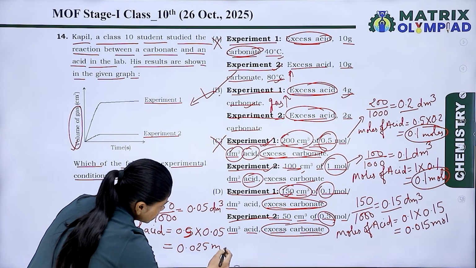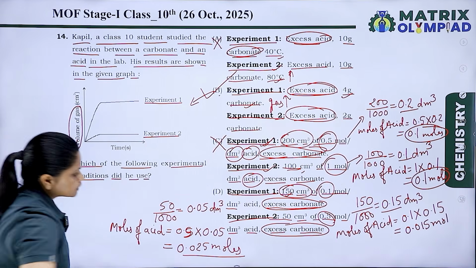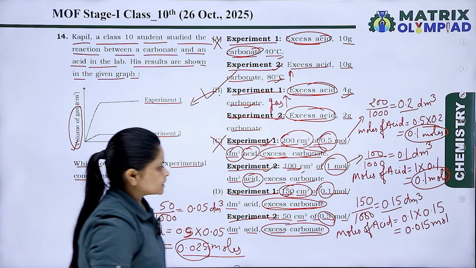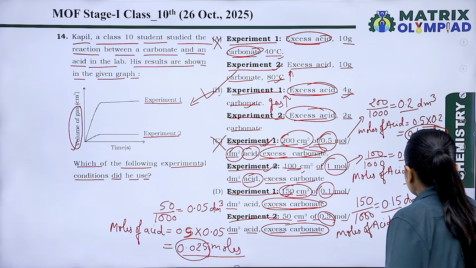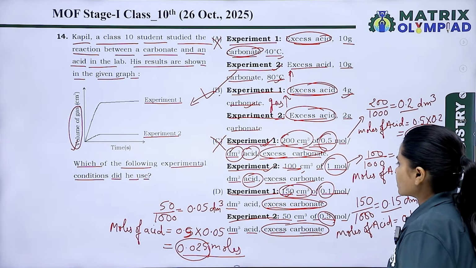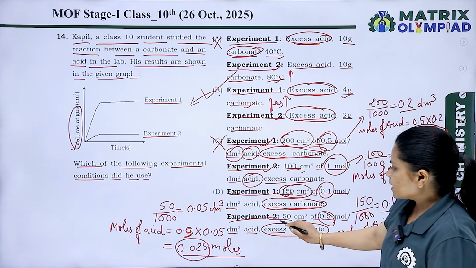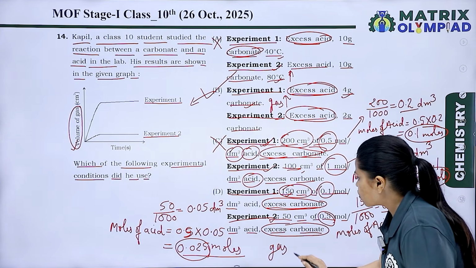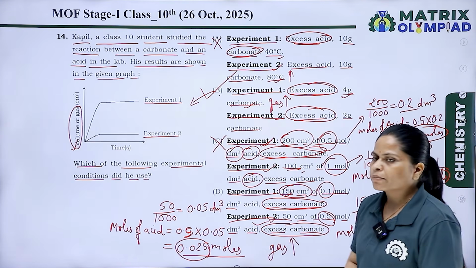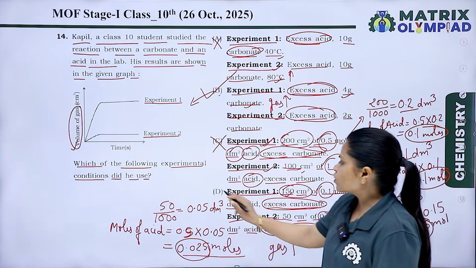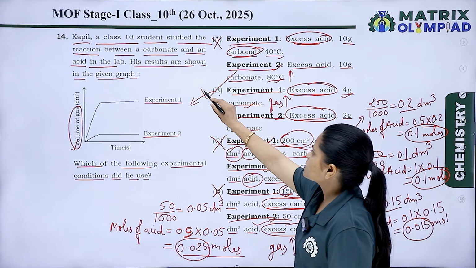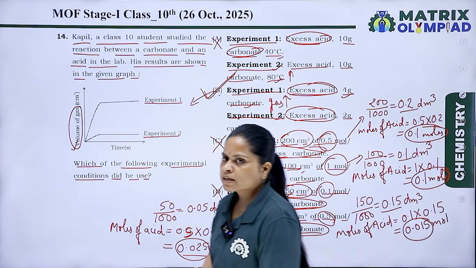0.025 moles. And as we can see that in experiment 2 the moles of acid is more than experiment 1, so it is seen that the volume of gas will be more in experiment 2, and that is not true according to graph. So the answer B is correct for this case.